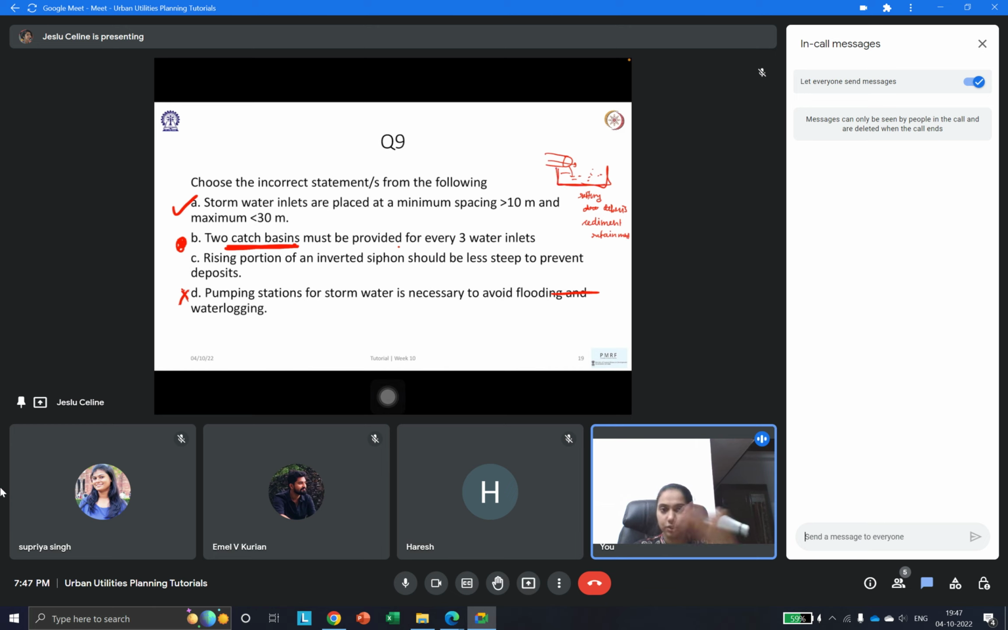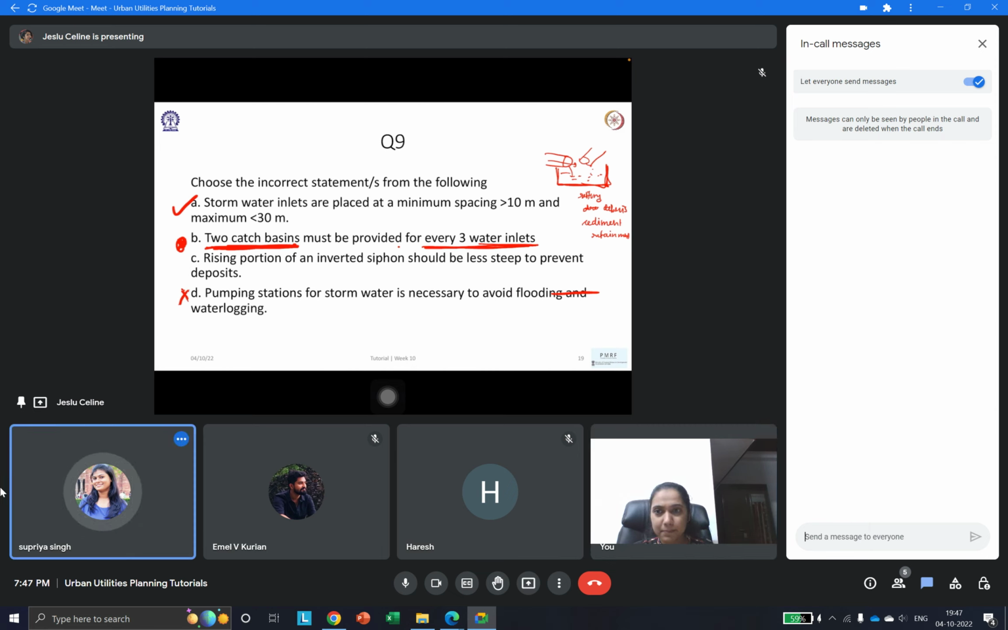So it's basically a structure through which different inlets join into. It said that for every three water inlets, you need to have two catch basins. So is this right? Yeah, this is right. Okay, Supriya says this is right. Fine. So let's go. The rising portion of an inverted siphon should be less steep to prevent deposits. Is that right?